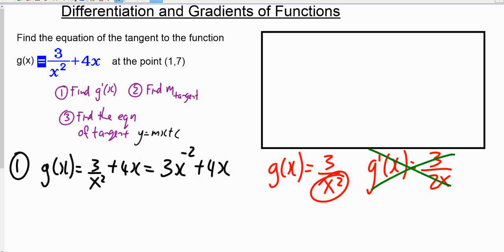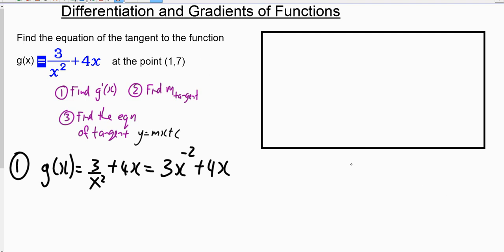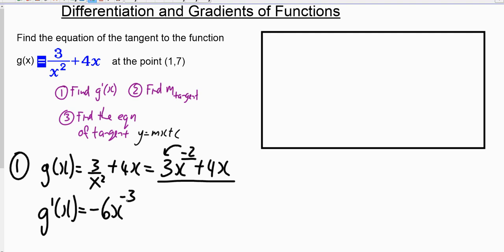Okay, so now what I want to do is find the derivative of that rewritten function of g of x. So the derivative of g of x will be 3 times by minus 2, so bring the power down to the coefficient of x. So 3 times minus 2 is minus 6, x, and decrease the power by 1. So minus 2 minus 1 is minus 3. And then the derivative of that last term, plus 4x, is just plus 4. Okay, so that's the first step done.